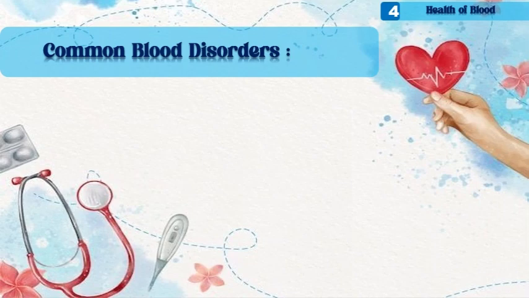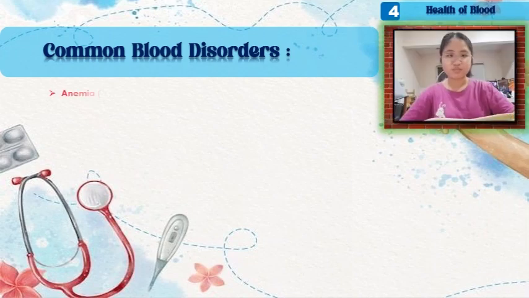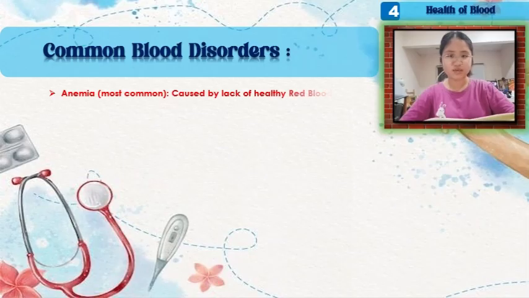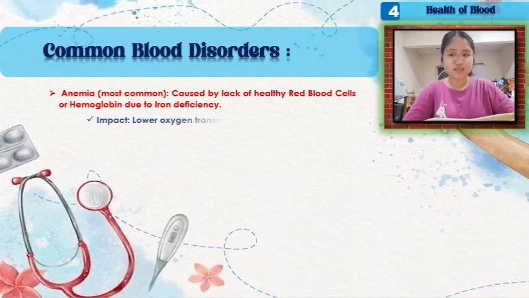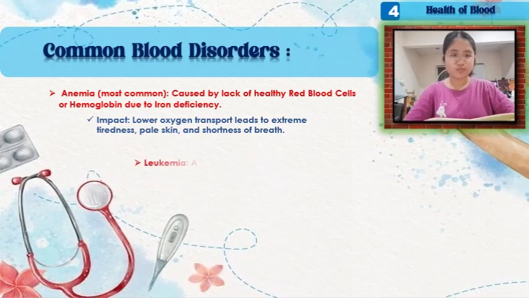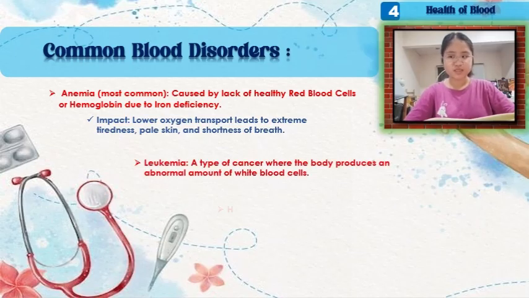Common blood disorders. Anemia, the most common, is caused by a lack of healthy red blood cells or hemoglobin due to iron deficiency. The impact includes lower oxygen transport that leads to extreme tiredness, pale skin, and shortness of breath. Leukemia is a type of cancer where the body produces an abnormal amount of white blood cells. Hemophilia is a genetic disorder where the blood does not clot properly.